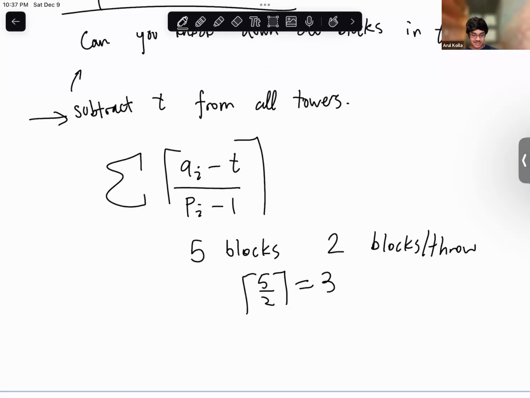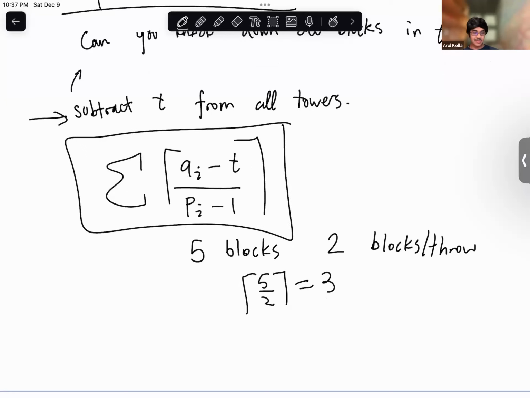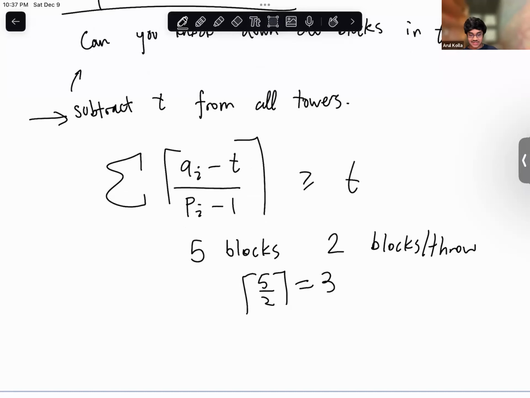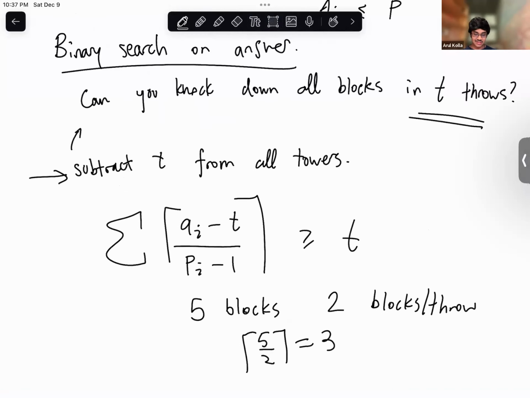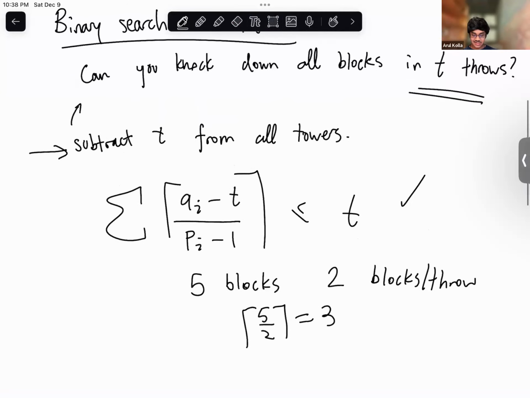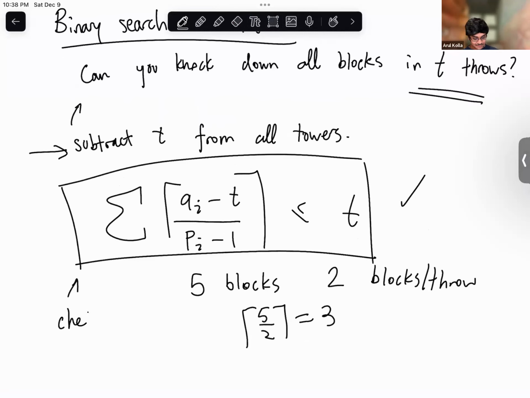So this is the sum you need to compute. This is the minimum number of throws you need to get rid of all the towers. And so you just need to check if this is at least T, because that's what we're asking. Can we do it in T throws? So, sorry, this should be at most T. Because if we can do it in at most T throws, then this is correct. And if this is not true, then it's wrong. So this is the only check you have to do. So this is the key check function.